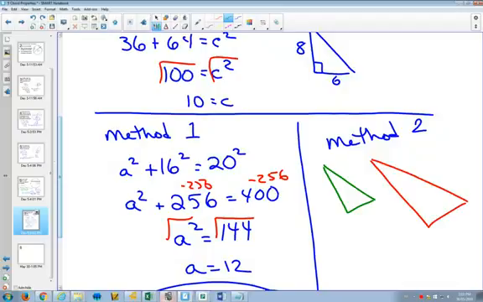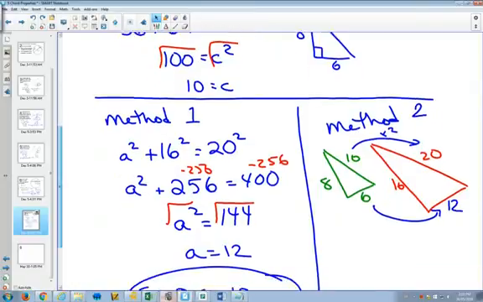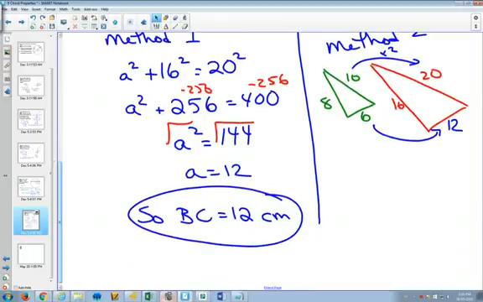In the green triangle, we have 6, 8, and 10. In the red triangle, we had 16 and 20. What do you notice? How much bigger? Times 2. So it's going to be 12, and that's the same as we got here. It all depends what you see. If you can see the similar triangles, you can use that technique from earlier. If not, you can always use a squared plus b squared equals c squared.